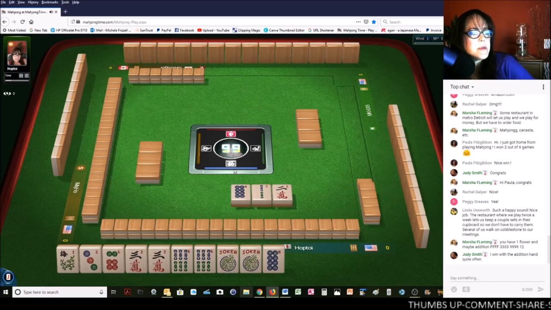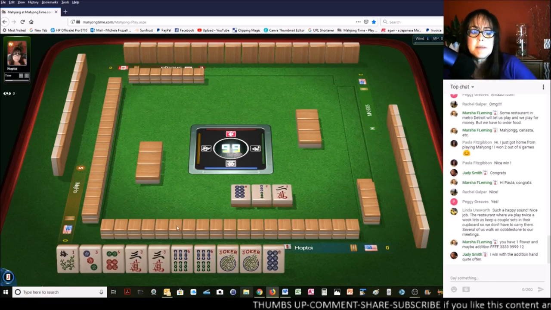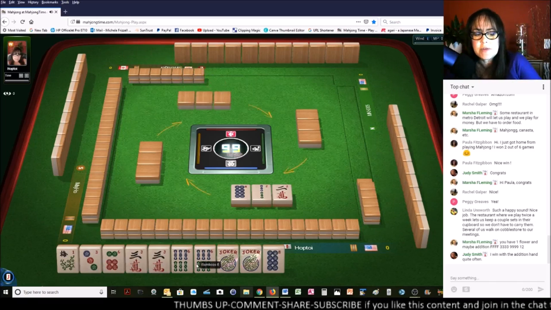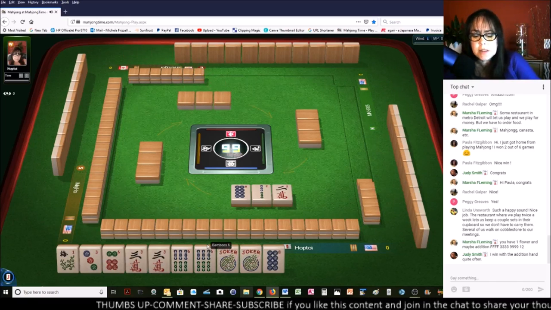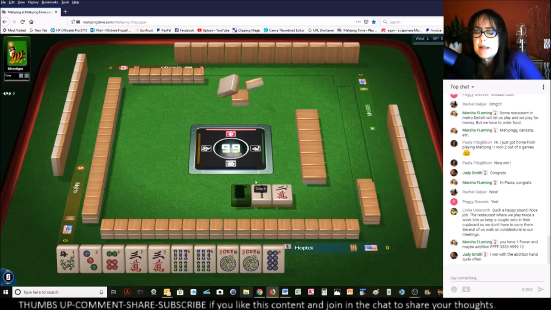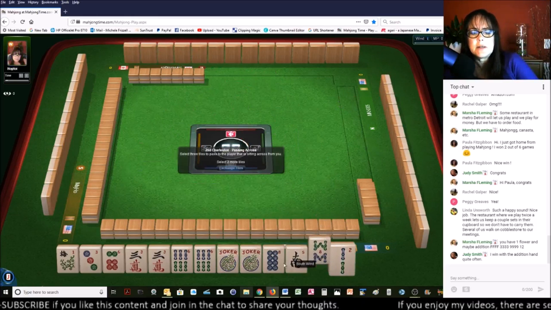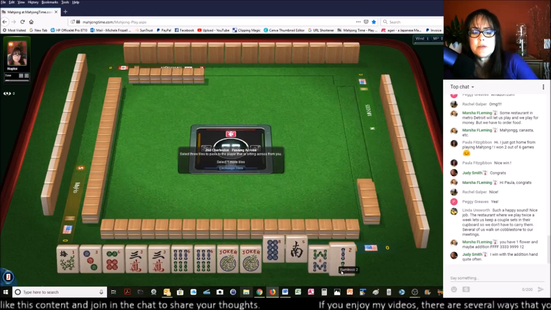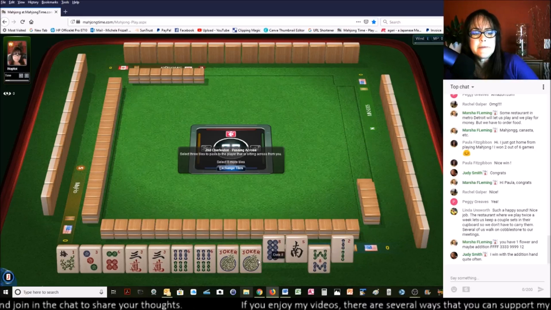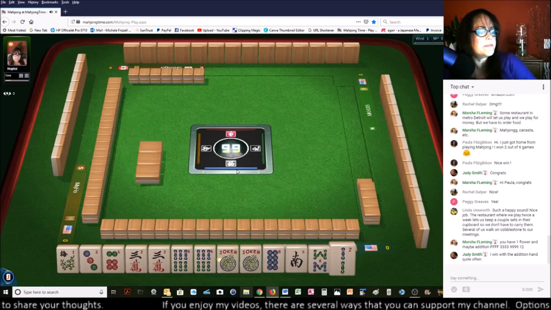I think I'm going to give up on the addition hand because I want to leverage my multiples. My multiples are with 3s and 6s, the 3, 6, 9 in mixed suits. If we get a 9 dot, that would be perfect. Oh, we got the darn 2. Okay, so we have tiles we can pass here. We really don't have to pick it. I'm going to go ahead and pass it.